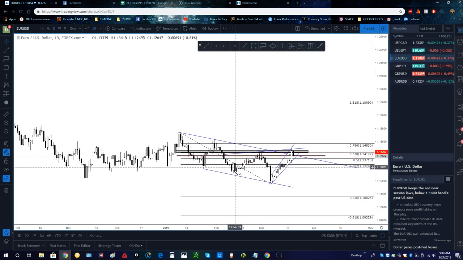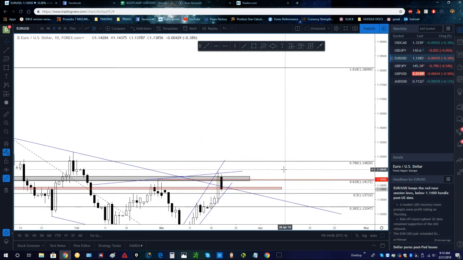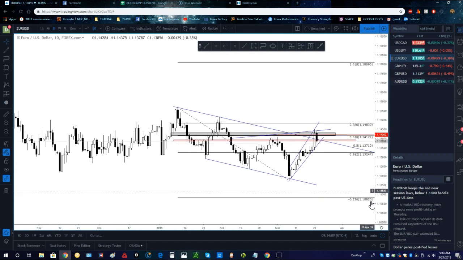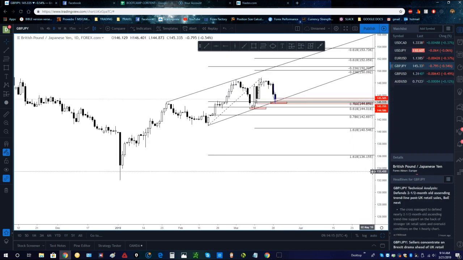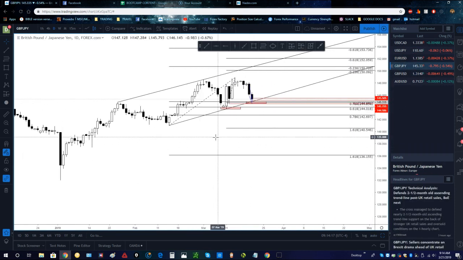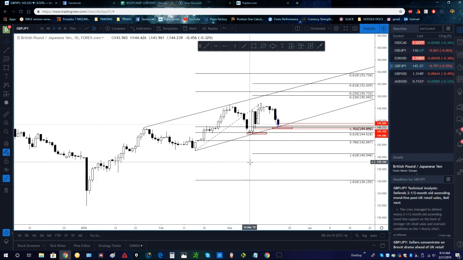So we get kind of that three drives pattern and then push up back to resistance. So we'll see if this is a break and retest. I have my eye on this. And yeah, those are my trades for this week. GJ, I recapped the analysis. I recapped that trade.